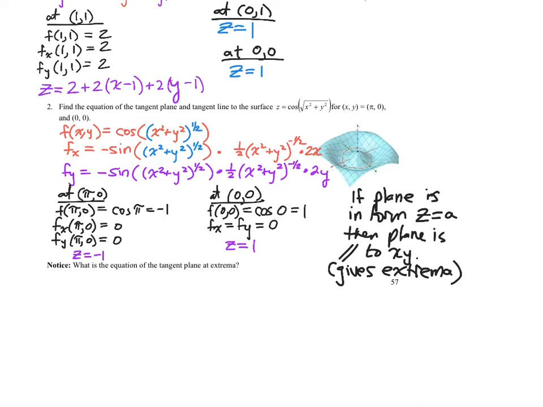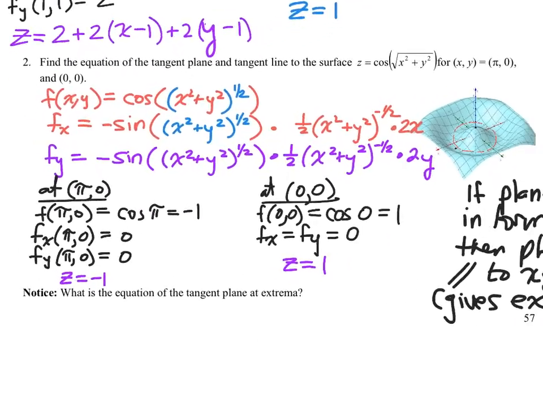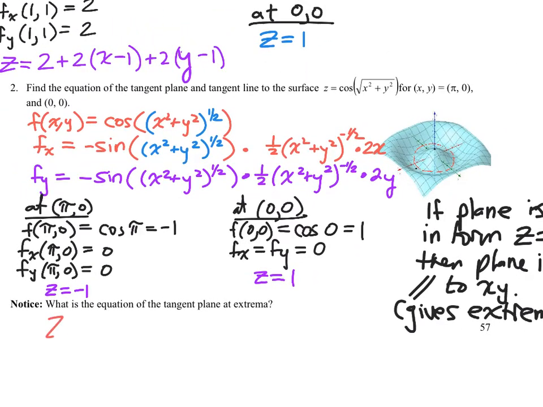Now, a little notice here, what is the equation of a tangent plane at extrema? I just kind of gave it to you. It's z equals some constant value a, right? But as it's been turning out, if you know that the extreme value is occurring at (a, b), then it would be z equals f(a, b). All right? But again, that's assuming that the extrema occurs at (a, b).